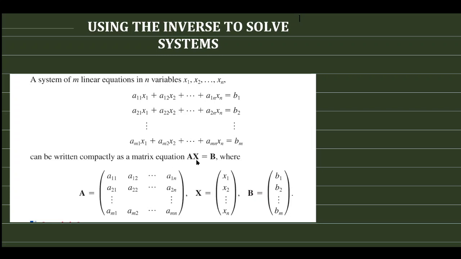Now, what is x? x contains the variables, so it has the entries x1, x2, etc., xn. Now we have the vector b. b is the elements in the RHS, so it is b1, b2, etc., bm. Here we see that A is an m by n matrix.